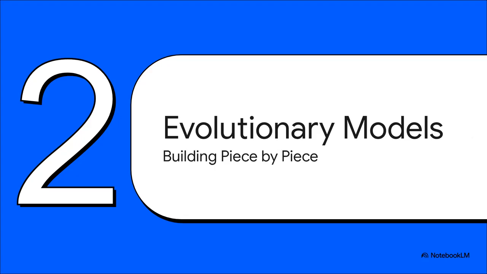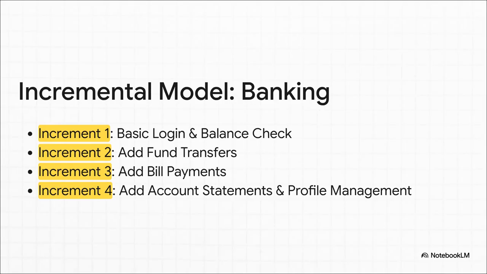That major flaw in the waterfall model, that total inflexibility, was a huge issue. So naturally, a new way of thinking started to bubble up. People started asking, hey, what if we didn't have to build the whole thing all at once? And this led to a whole new class of approaches called evolutionary models, which are all about building software one piece at a time.